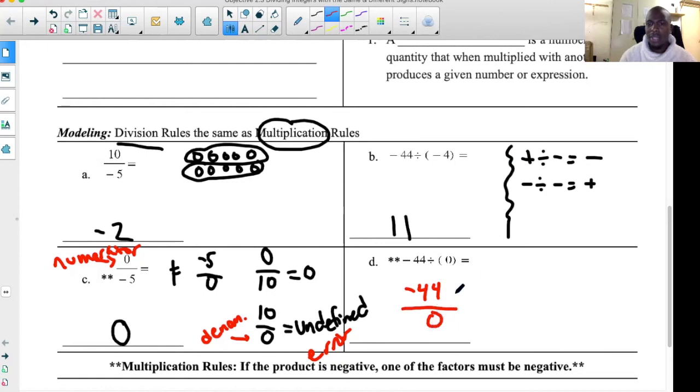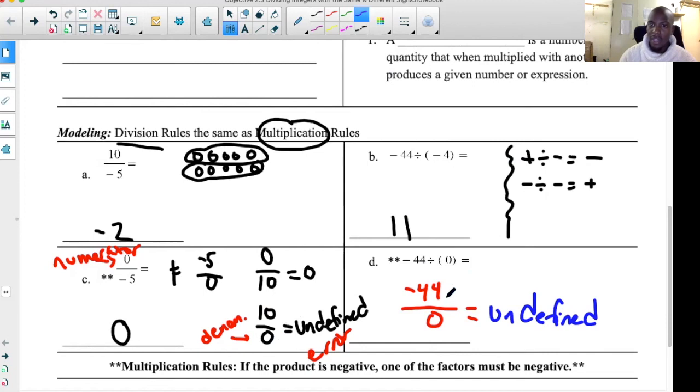And once again, I'm saying, what is this equal to? Is this equal to 0? No, it's not. Because is the 0 in the numerator or the denominator? The 0 is in the denominator. So in this case, my answer is undefined, just like I explained to you. 0's in the denominator, undefined. 0's in the numerator, 0.